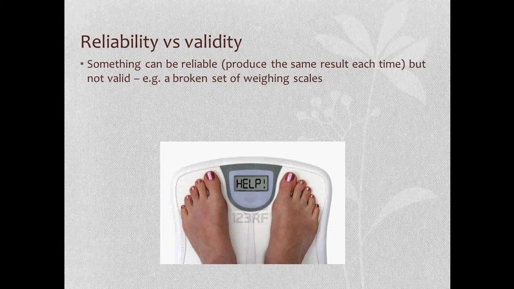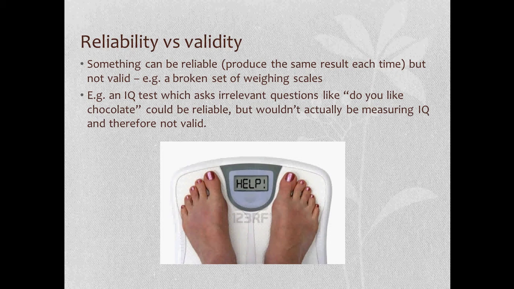Just a brief note on reliability and validity. Something can be reliable but not valid. A really good example is a broken set of weighing scales. If it's not working properly, it'll probably give a false reading. So if I was to weigh my mug on my set of weighing scales, and it told me every time that it weighed a kilogram, it would be reliable, but it wouldn't be valid because my mug does not weigh a kilogram. Another example is an IQ test.